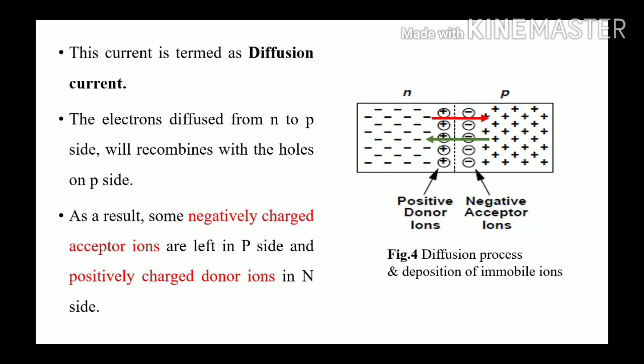This current is known as the diffusion current. Both the carrier flow of electrons and holes make the diffusion current. The red arrow shows the electron diffusion from N side to P side and the green arrow shows the hole diffusion from P side to N side. The electrons diffused from N side will recombine with the holes in the P side. As a result, some negatively charged acceptor ions are left in the P side and positively charged donor ions are left in the N side. These are the immobile ions.